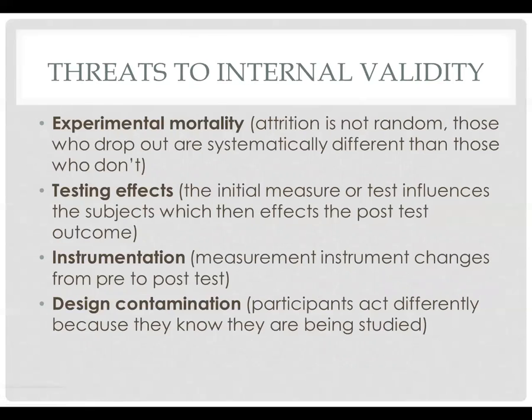Experimental mortality, or attrition that's not random, can be a threat. Testing effects can be a threat if the initial testing caused people to go out and find the answers you're looking for, so that when you do the post-test, it's simply because they looked for the answers and not because of whatever intervention you gave them. Changes in your measurement instrument, like realizing this wording was really bad and changing it in your post-test, could be a threat. And design contamination: people know that they're being studied, so they act differently.